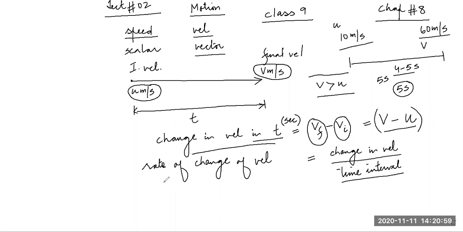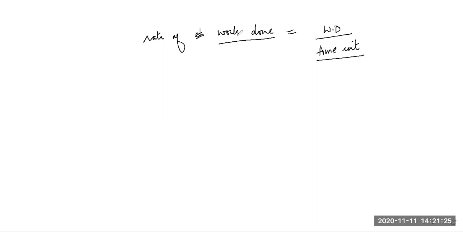Students, we can also talk about rate of other things. I'm just giving you an example: rate of work done. This is also equal to work done divided by time interval. Time interval means in how much time you have done the work. So that is rate of work done.